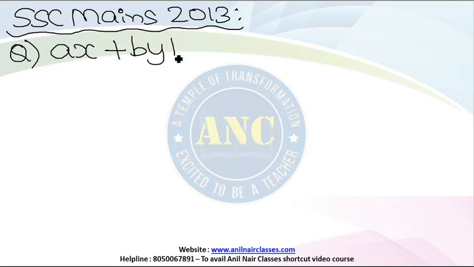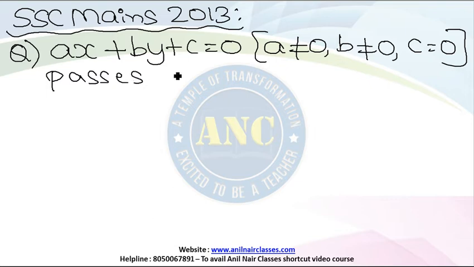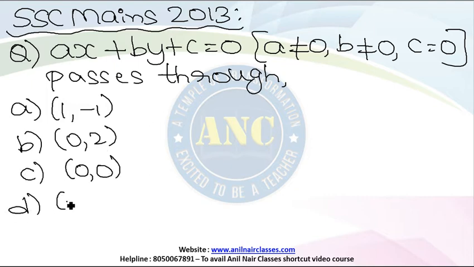ax plus by plus c is equal to 0, where a is not equal to 0, b is not equal to 0, c is equal to 0, passes through. Which point is your question? It is passing through which of these points is the question. First option is minus 1, minus 1. Second option is 0, 2. Third option is 0, 0. Fourth option is minus 1, 1.